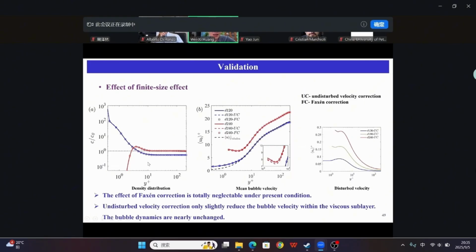So this is the result for the two different bubbles. With the correction, we can see only a very slight difference by taking into account the finite size correction, only within the viscous sublayer. We can see a slight difference between with and without correction. So this is the correction velocity for different bubble sizes shown here.